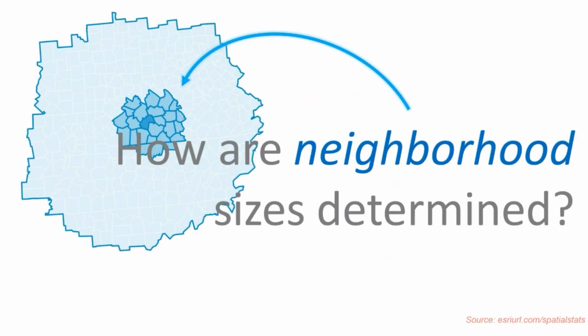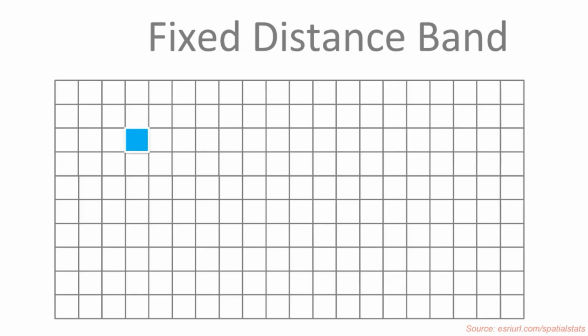Since neighborhood is very important, how do we determine the neighborhood sizes? Like, how did you decide that you have to consider only this extent and not this extent? To decide these neighborhoods, we have several methods.